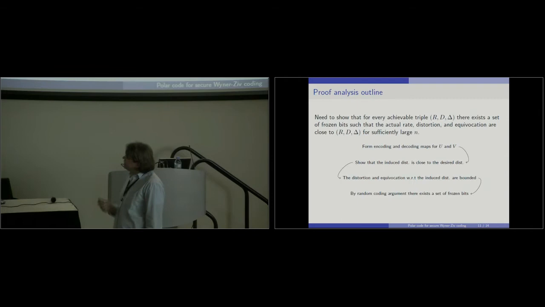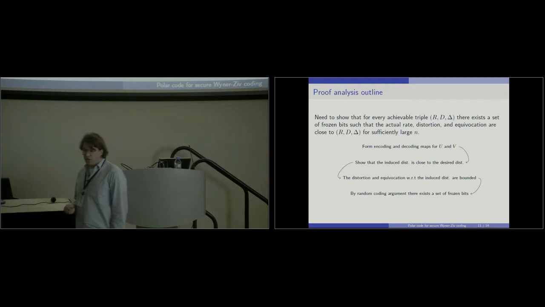So this is a construction of the proof, and now the main part of the paper is actually proving that this construction of the code is achieving the rate distortion equivocation tuple. So we need to show that for the code which we are aiming for, we can find this set of frozen bits such that the rate, distortion and the equivocation are arbitrarily close for sufficiently large n. So the proof analysis is as follows. For the overview: we have defined encoding and decoding maps as previously. Next, for the proof we are going to look at what statistics the actual coding is inducing, and we relate it to a desired distribution for which we are going to be able to prove the constraints. So this is here, the distortion and equivocation.